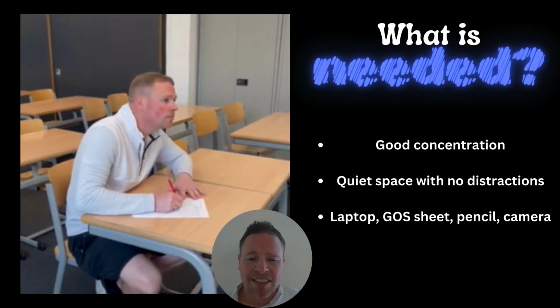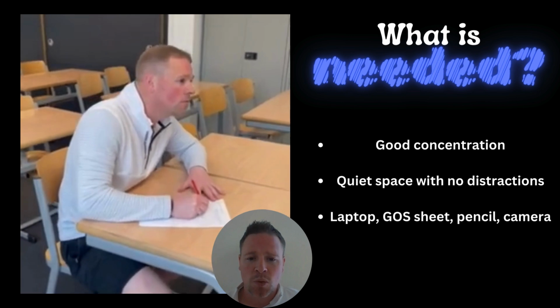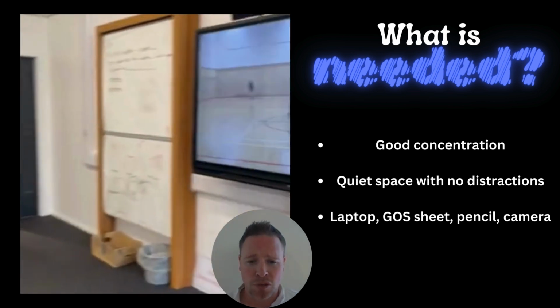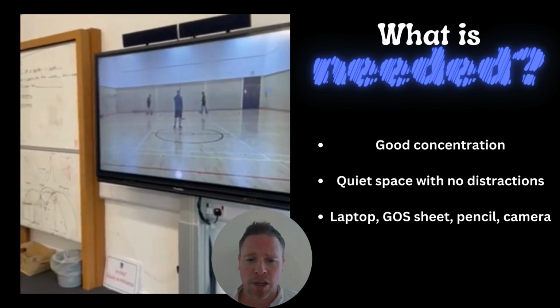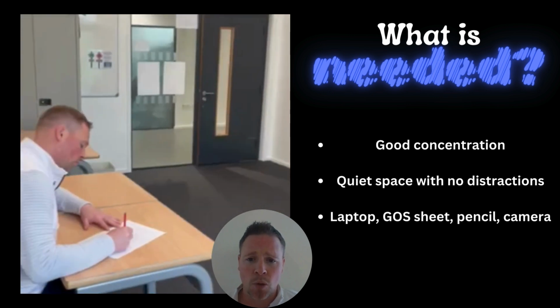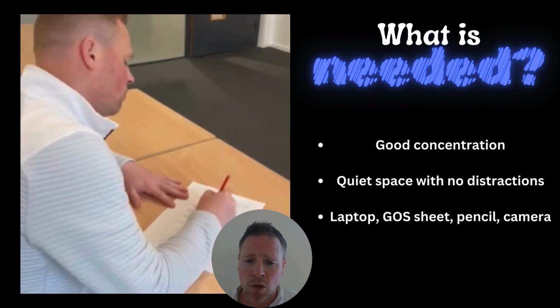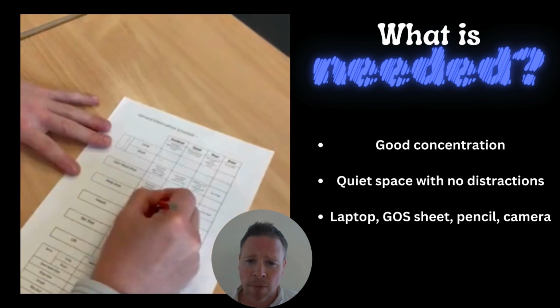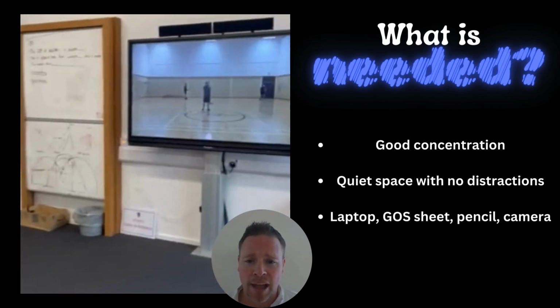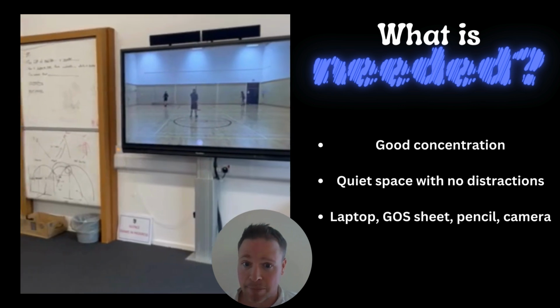This is now us on to stage 3 of the General Observation Schedule. What's required in this stage is good concentration, a quiet space with no distractions, as well as a laptop, a General Observation Schedule sheet, a pencil and a camera. Now, what's going to happen is I'm going to watch the video playing of the game that we just recorded. I'm going to watch the performer playing in the pink circle. I'm going to tally mark every time that they perform a skill in badminton.